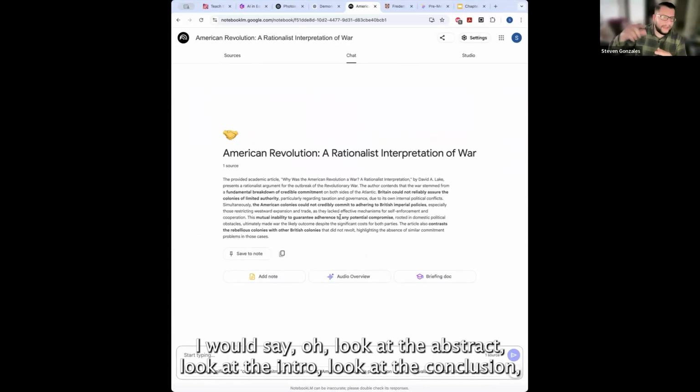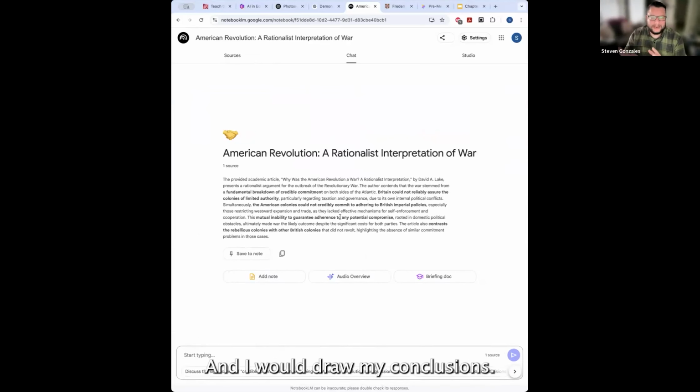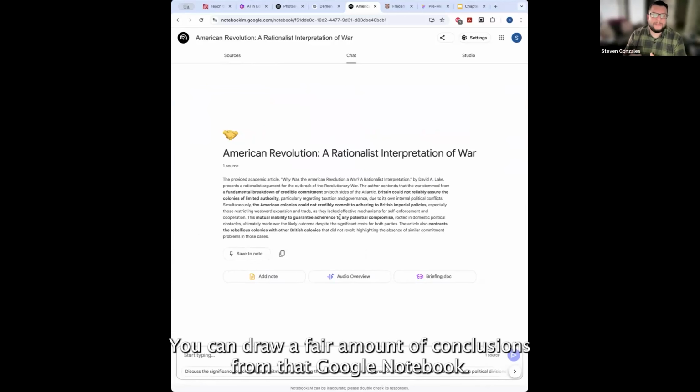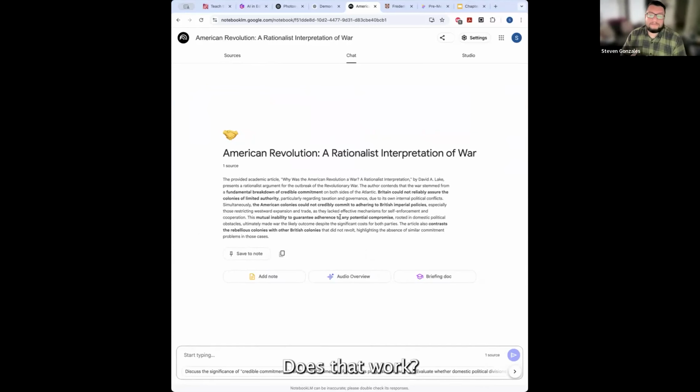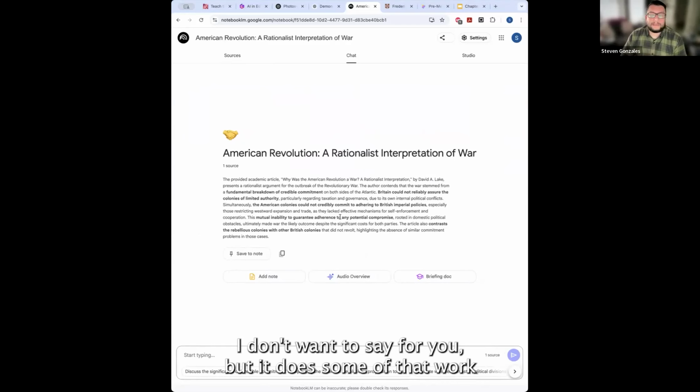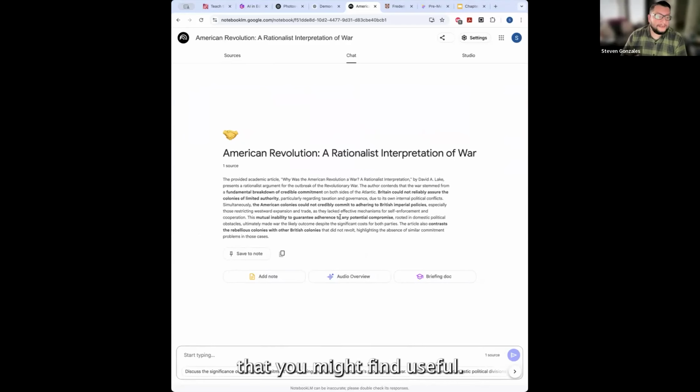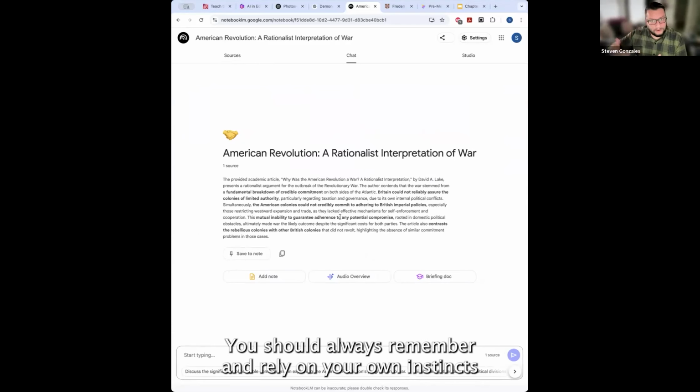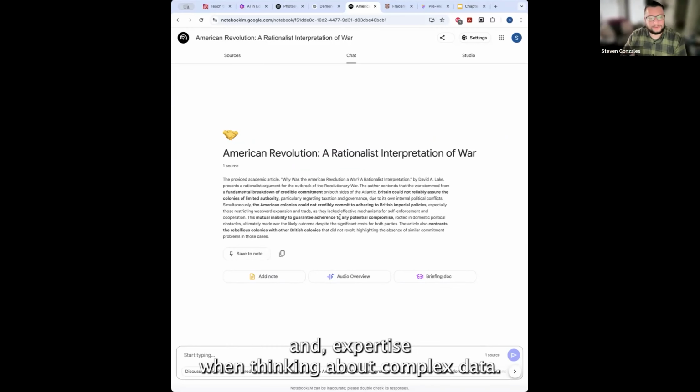I'd say, oh, look at the abstract, look at the intro, look at the conclusion, look at the tables, and I would draw my conclusions. You can draw a fair amount of conclusions from that. Google Notebook does that work. I don't want to say for you, but it does some of that work that you might find useful. You should always remember and rely on your own instincts and expertise when thinking about complex data.